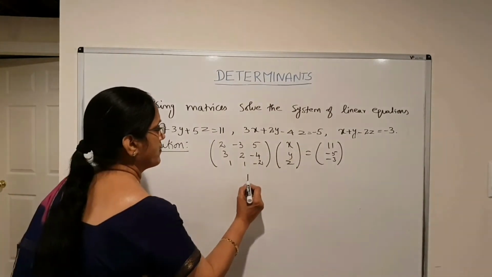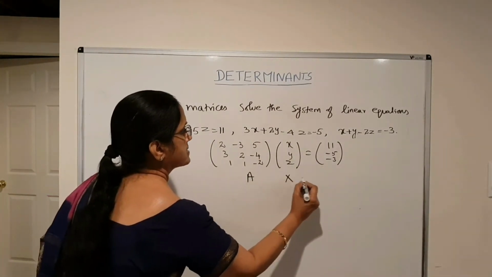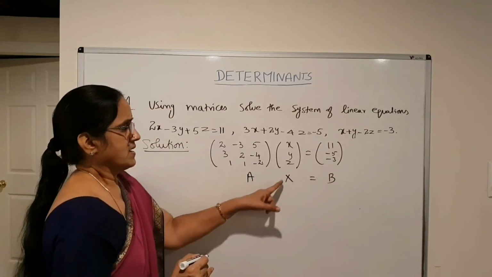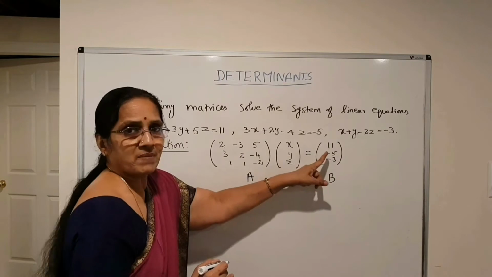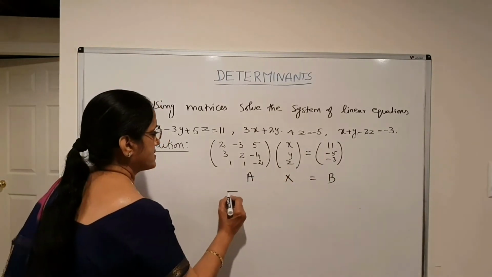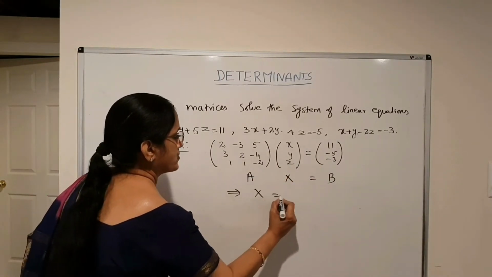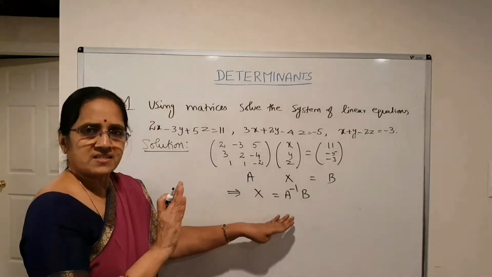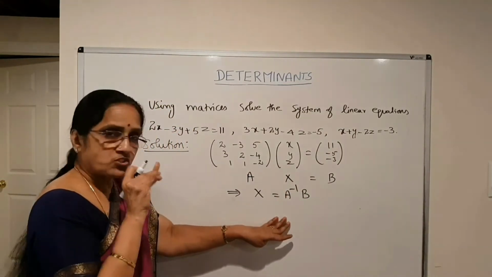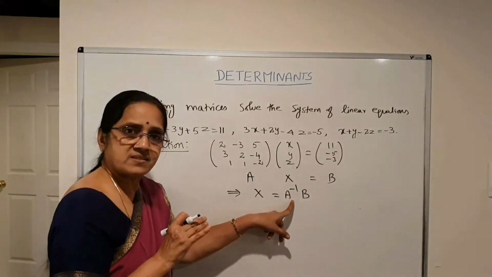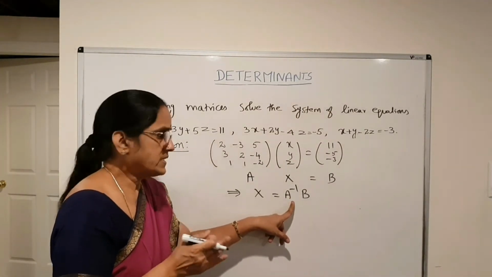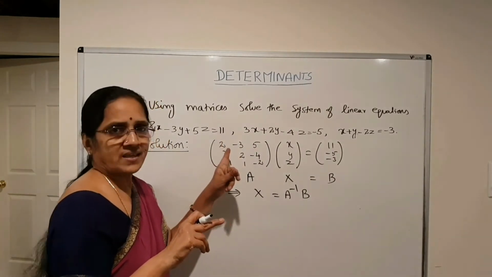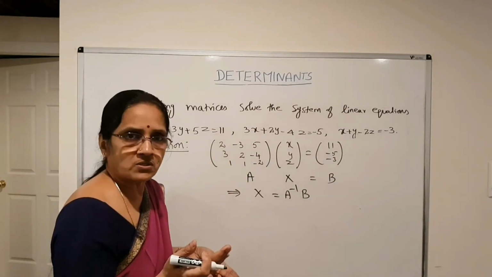Now this is of the form AX equal to B. This is A matrix, X matrix and B matrix. This implies X is equal to A inverse B. I have just written the statement. First of all, I need to check whether A inverse exists or not, for which I need to find out the determinant value of the matrix A. That should not be equal to 0.